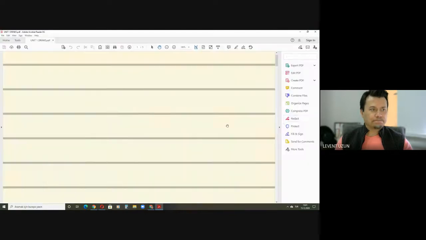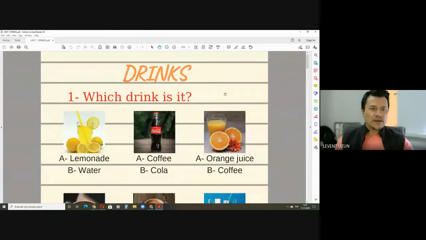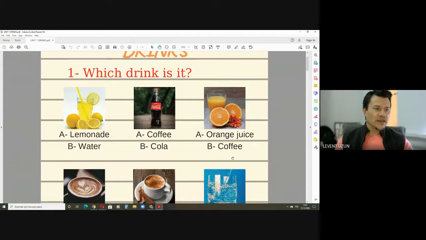Drinks. All right. Which drink is it? Okay, A or B? Lemonade, water, coffee, cola, orange juice, coffee. Okay, so you use cognates here to direct them. Yes. So here we've got orange juice, but we have coffee. Even if you don't know what orange juice is, you know what coffee is. So there is no way that you can do this wrongly. So you will certainly pick orange juice here.